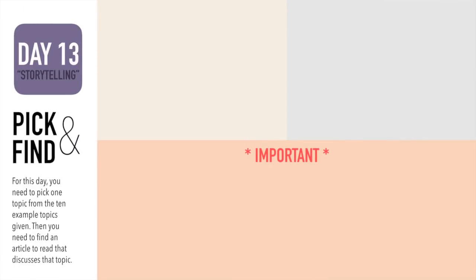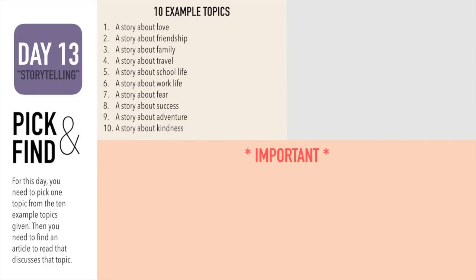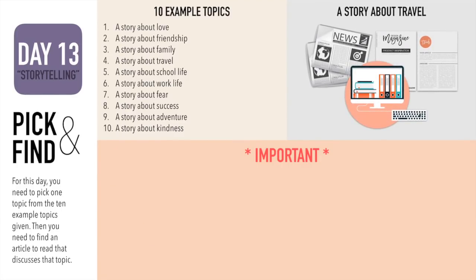Day 13, pick and find. For this day, you need to pick one topic from the 10 example topics given. Then you need to find an article to read that discusses that topic. Now, this is again very similar, but what you'll see right here is I've given you 10 examples of a story type that you can look for. It can be a story about love or friendship or family, travel, school life, work life, fear, success, adventure, kindness, or anything else. All right, so what I did was I chose to do a story about travel, okay?